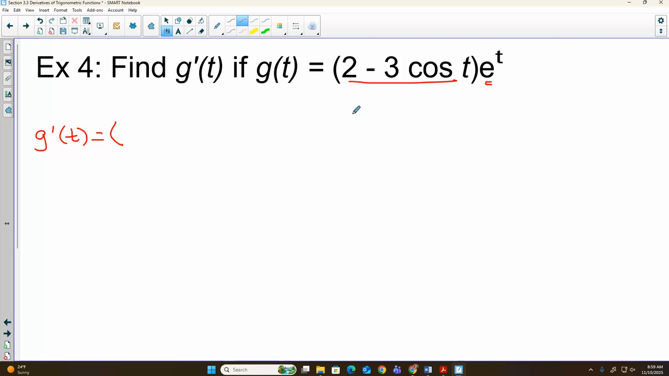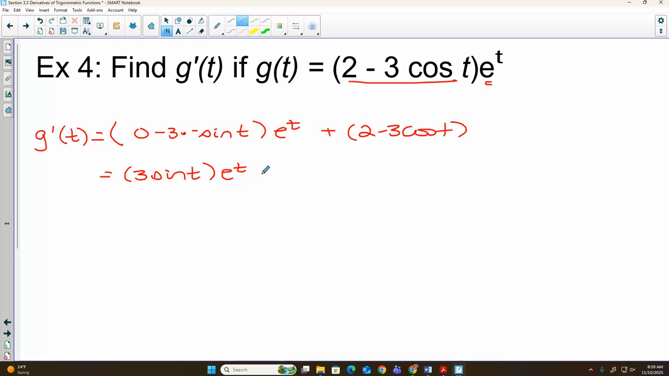Minus 3, wait, no, just 3 sine t. The derivative of 2 is 0. And the derivative of cosine is negative sine. So it turns out to be just a positive 3 sine t times the second, plus the first, derivative of the second. What's the derivative of e to the t?